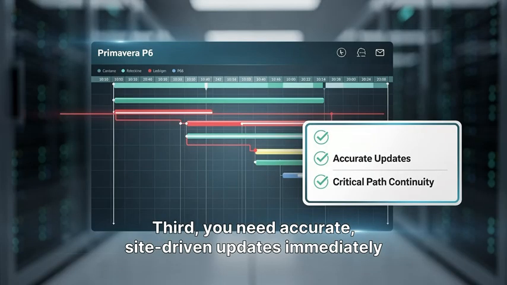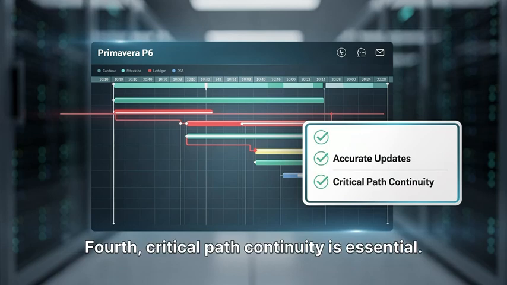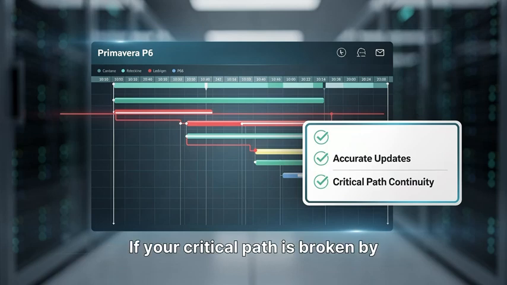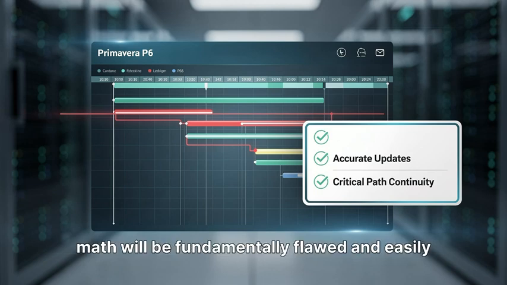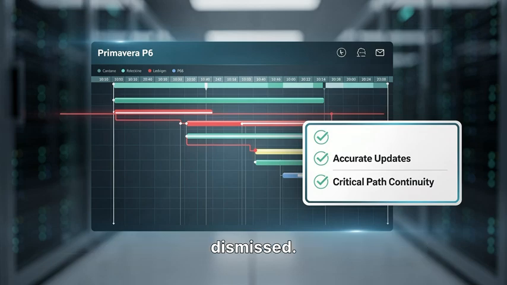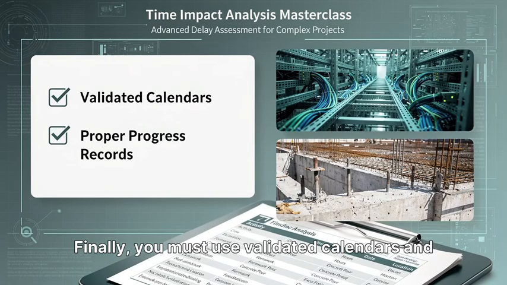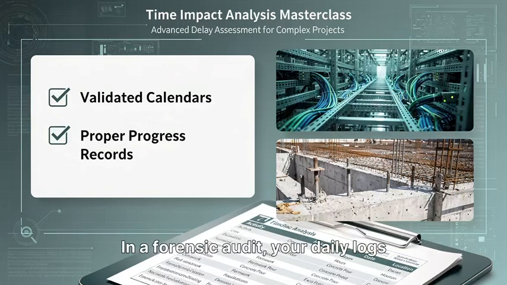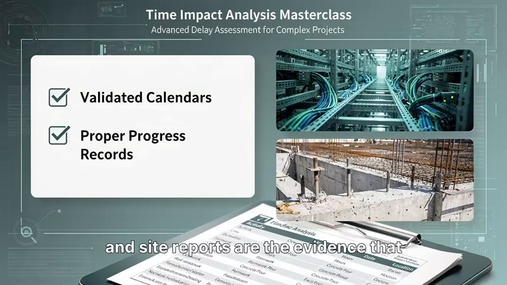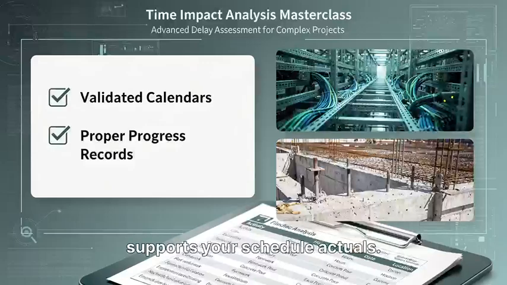Third, you need accurate, site-driven updates immediately before the delay. Fourth, critical path continuity is essential. If your critical path is broken by hard constraints or missing links, your TIA math will be fundamentally flawed and easily dismissed. Finally, you must use validated calendars and have rigorous progress records from the field. In a forensic audit, your daily logs and site reports are the evidence that supports your schedule actuals.